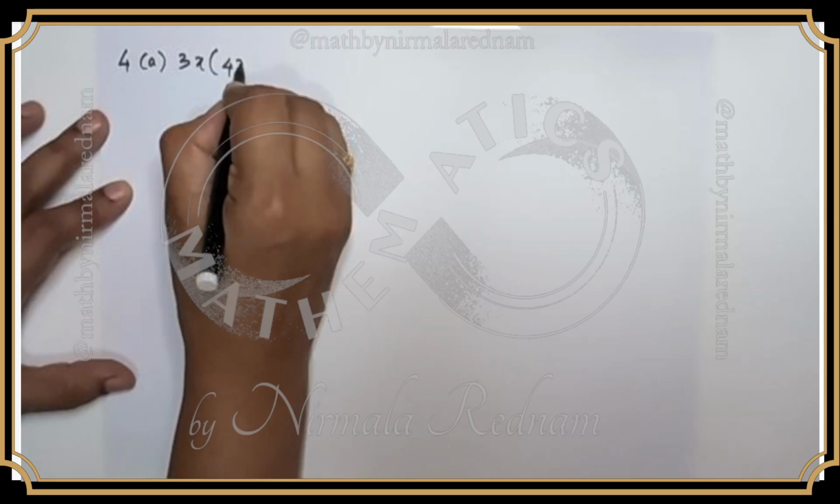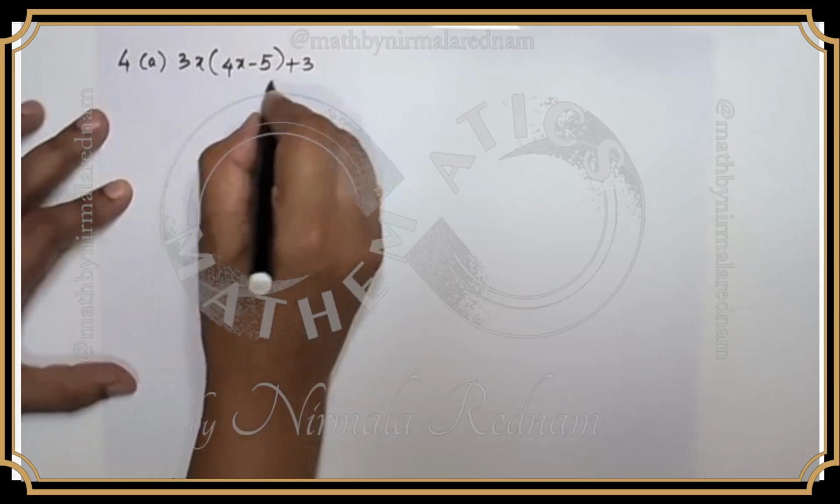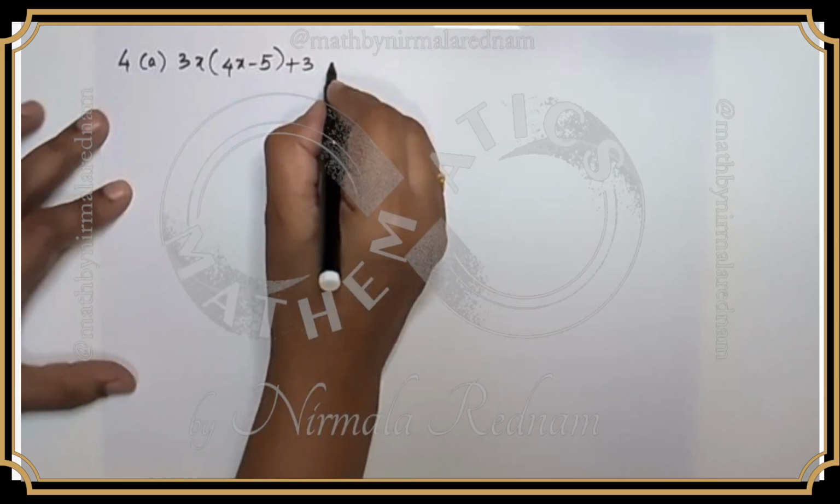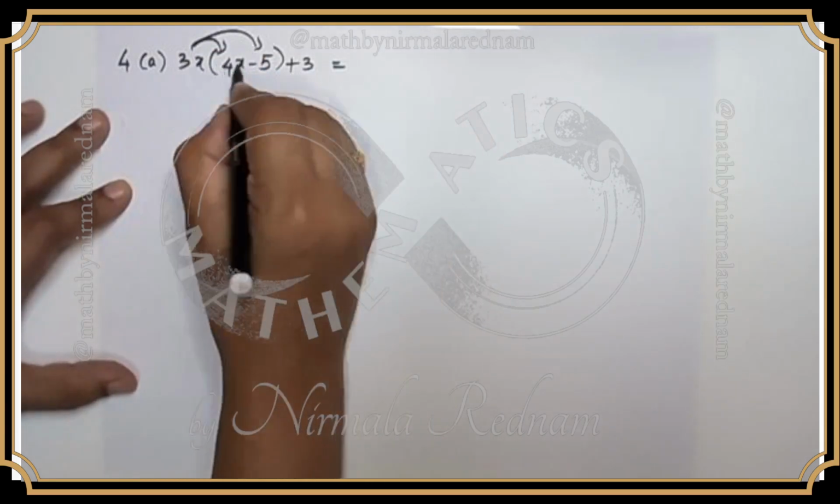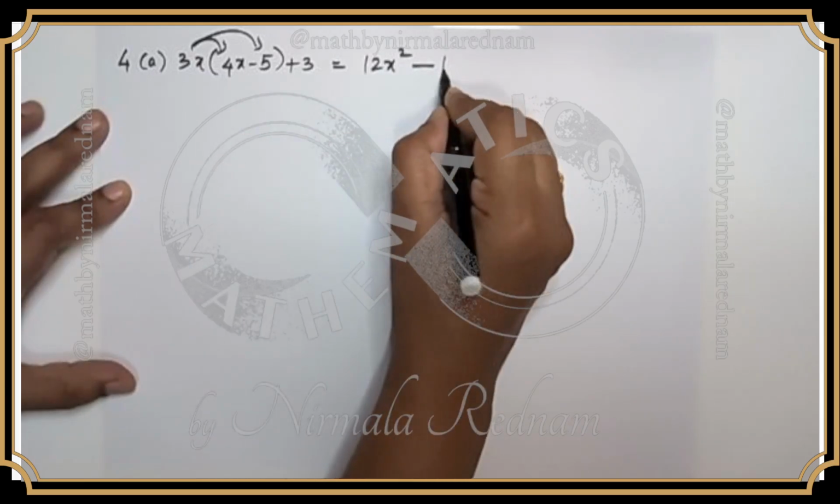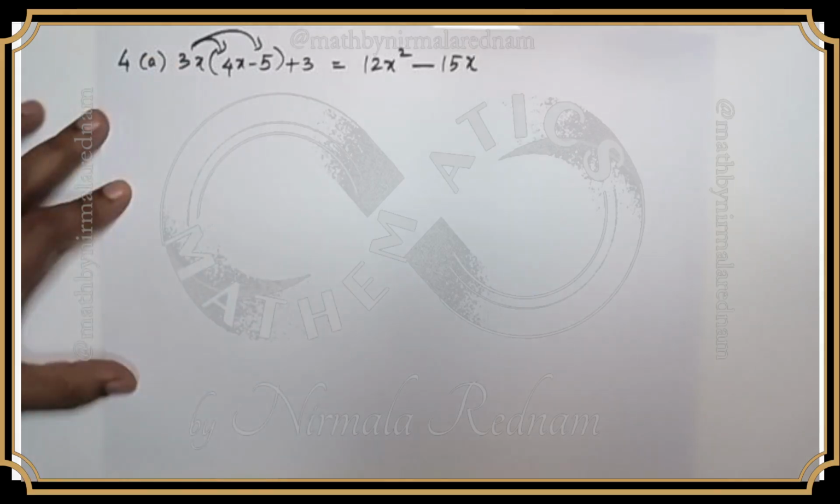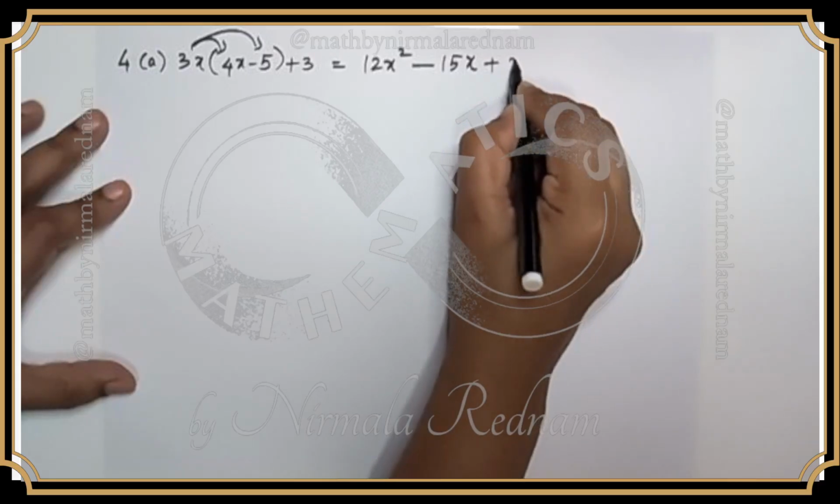3x into 4x minus 5 plus 3. Now how do I simplify this? By simplification, I mean open this bracket. 3 into 4 is 12, x into x is x square. I have a minus sign here, 15x, right? So 12x square minus 15x and I have a 3 here, plus 3.